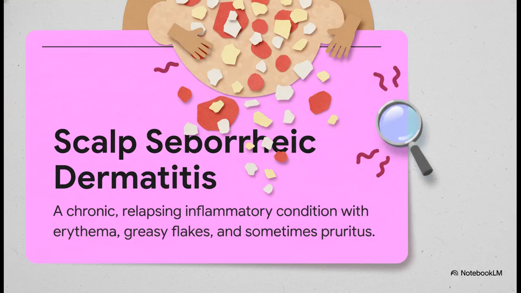So what exactly is scalp seborrheic dermatitis? The key words to lock in your brain are chronic and relapsing. This isn't a one-and-done condition. Clinically, you're looking for a classic triad: erythema, which is that redness, greasy, yellowish flakes from the scaling, and very often pruritus, or itching. Remember those 3 for any clinical vignette you might see.